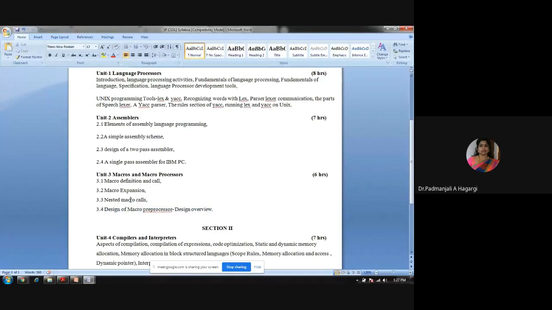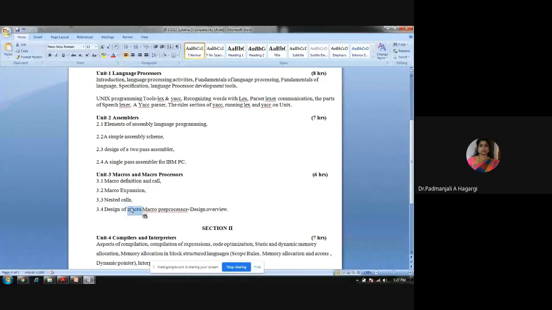Nested means a function in a function. Nested macro calls are nothing but a function calling another function, that is, a subroutine calling another subroutine, a subroutine calling and the subroutine in a program. So we shall study these three.